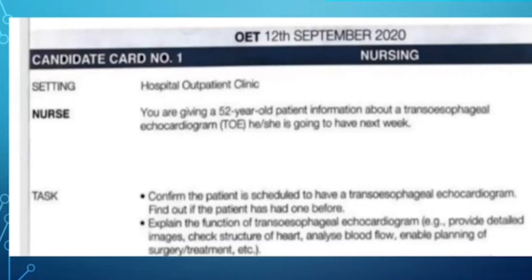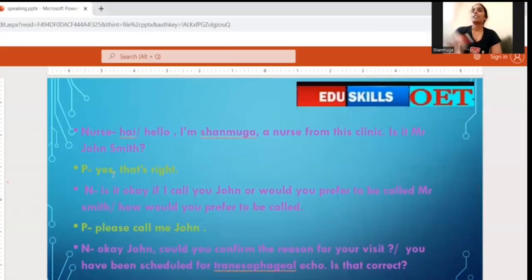So here you can open the role play. Here you can say, hi, hello, I'm Shanmuga, a nurse from this clinic. Is it Mr. John Smith? Because you have the patient details, you can call their name. He will tell you, yes, that's right. Then you ask, is it okay if I call you John? If the patient says yes, you can call me John, or you can call me Smith, whatever name the patient tells you, go with their name.